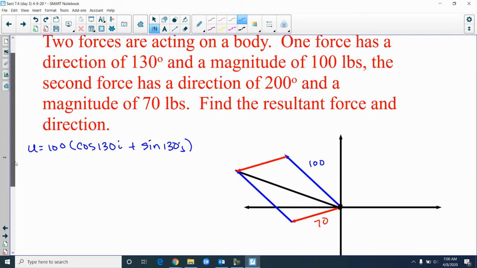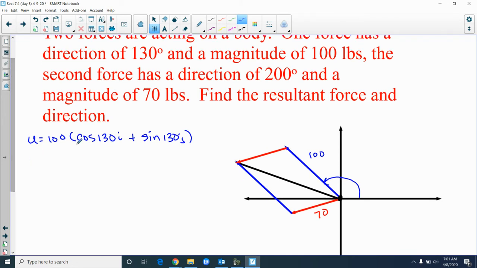We're going to add them together. In the end, we need the resultant force and direction. Now remember, direction is off of the x-axis. So that means that angle right there is 130 degrees. It means the angle to the red vector is 200 degrees. Okay, that's very important because sometimes we'll talk about bearing and sometimes we'll talk about direction.